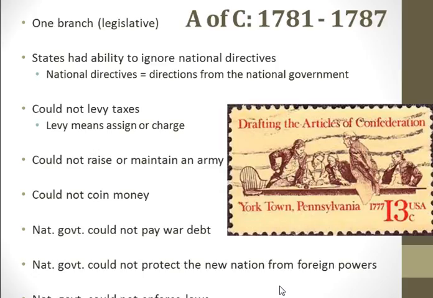And because they could not coin money, because they could not charge taxes, they also could not pay the Revolutionary War debt. And we owed a lot of money, and because of that, they couldn't protect us from foreign powers. They couldn't fight against the British if they came back in again, or if the French wanted a piece of the pie, or if the Spanish did. There was nothing the national government could do to really protect us. Even if they passed laws, they couldn't enforce any of them. So that was a major issue for our founders.